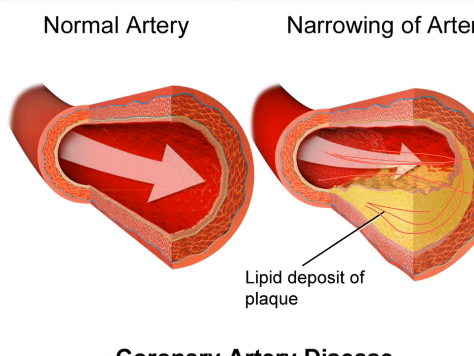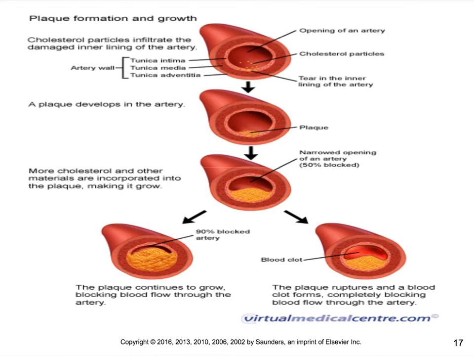They might start to feel that oxygen demand imbalance at extreme times of exertion, and then they would be relieved by rest, because then they can get their balance of oxygen supply and demand back when they rest. So this slide is depicting how this process of atherosclerosis and blockage of the arteries occurs.